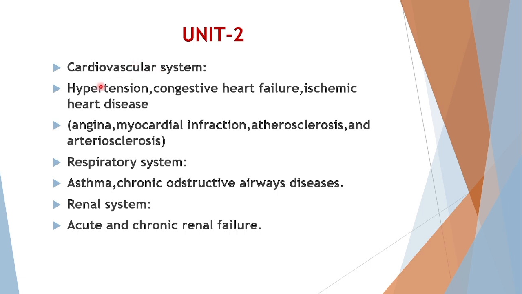Okay, first of all, hypertension. What is hypertension? Hypertension is a condition in which the blood pressure is too high. It is mostly 140 by 90 mmHg. In hypertension, the systolic pressure is 140, whereas the diastolic pressure is 90 mmHg.